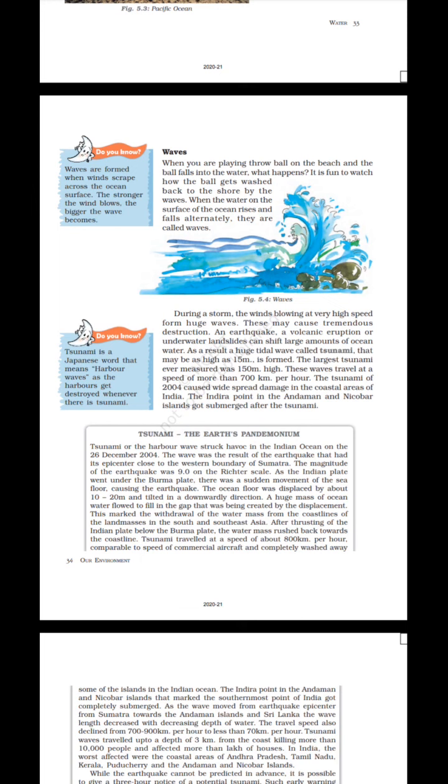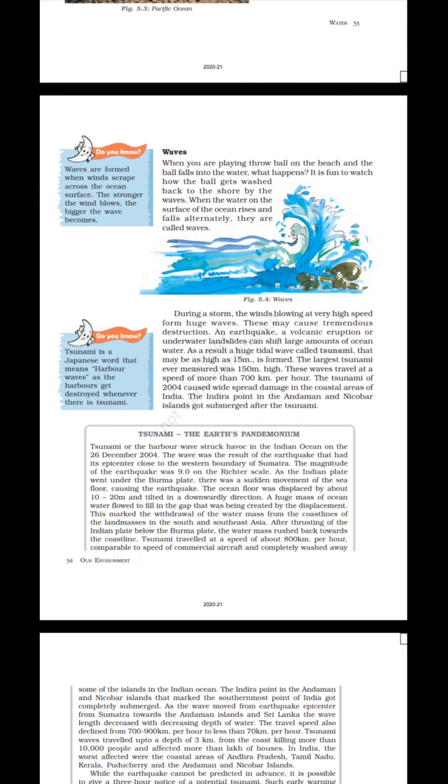As a result, a huge tidal wave called tsunami that may be as high as 15 meters is formed. The largest tsunami ever measured was 150 meters high. These waves travel at a speed of more than 700 kilometers per hour. The tsunami of 2004 caused widespread damage in the coastal areas of India. The Indira Point in the Andaman and Nicobar Islands got submerged after the tsunami.